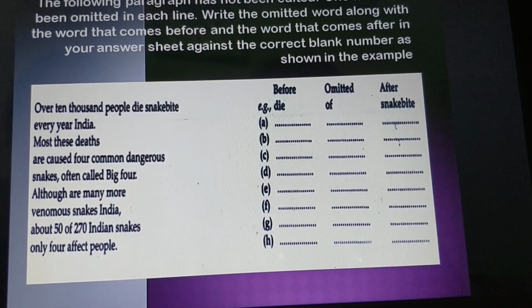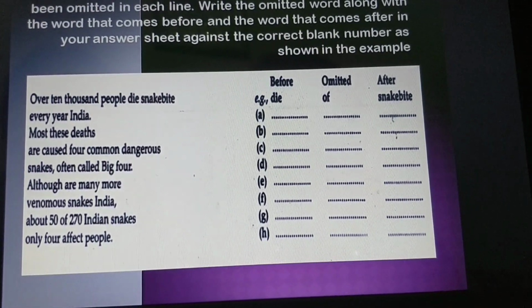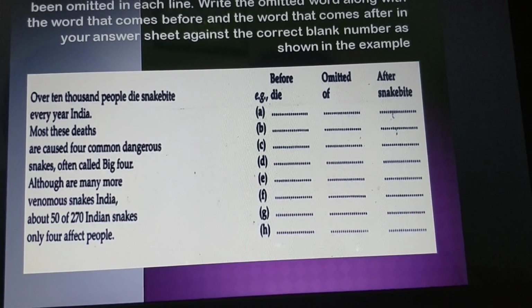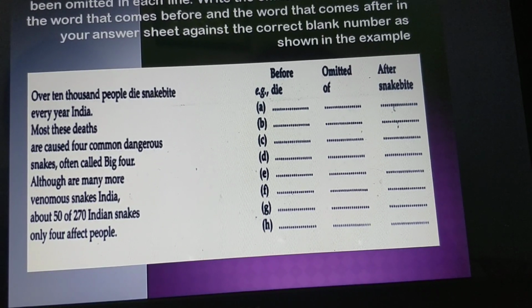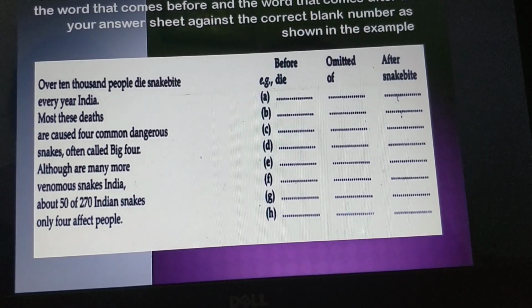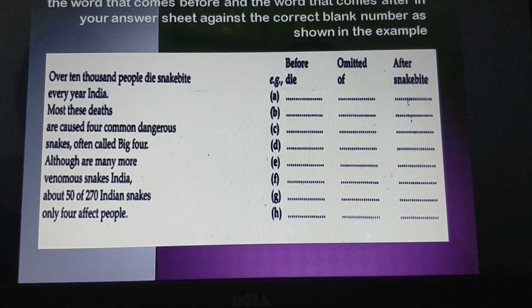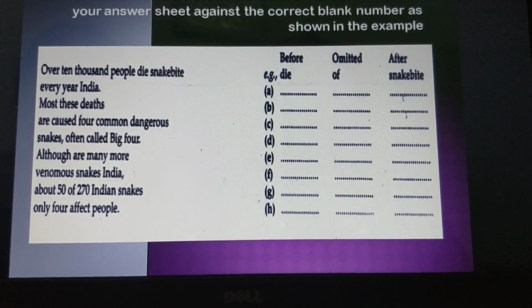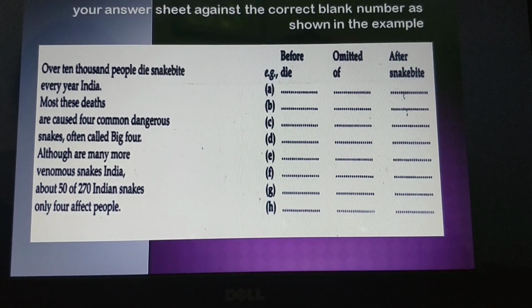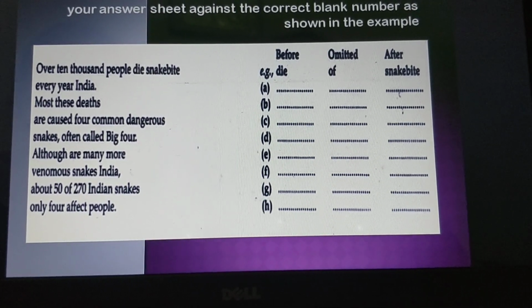Although there are many more venomous snakes in India. We'll write although, then we'll write there, T-H-E-R-E, then are. There are many more venomous snakes in India, about 50 of 270 Indian snakes, only 4 can affect people. Only 4 can affect.